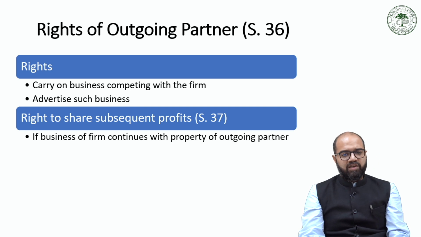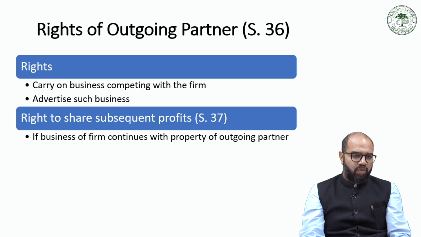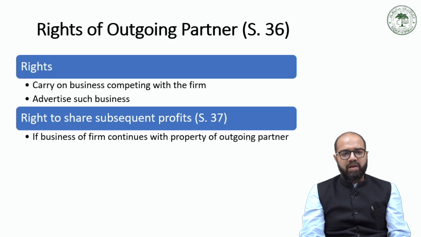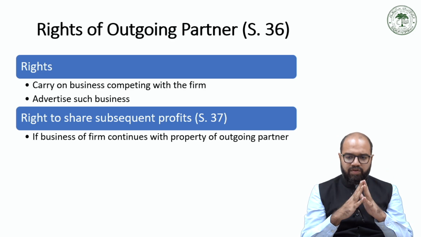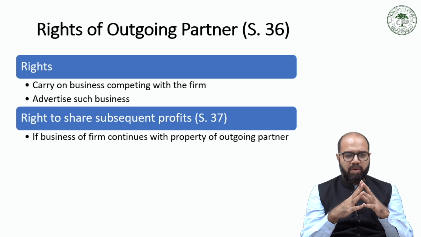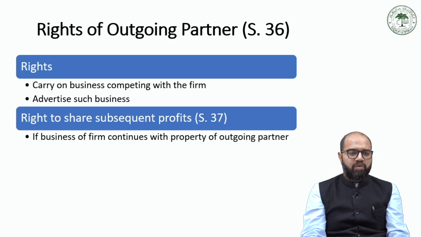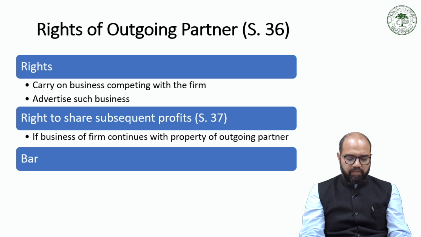The situation that is provided under Section 37 is, just to simplify it for you, if the business of the firm continues with the property of the outgoing partner even after he has ceased to be a partner, then for the period for which the partnership firm continues to use his property, he would be entitled to a share of profits.